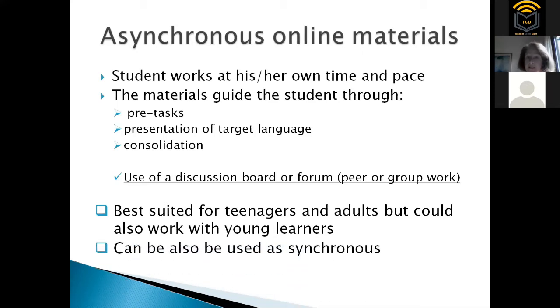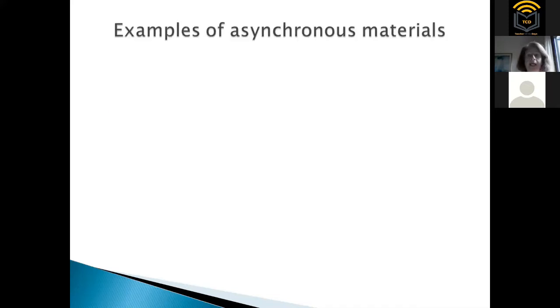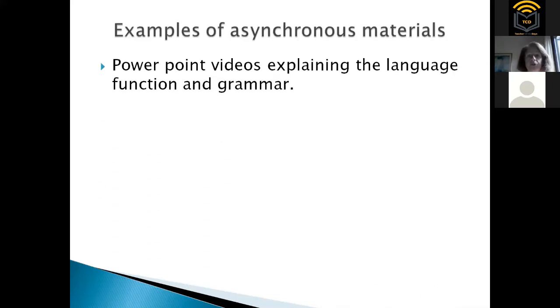Now, asynchronous materials can be used synchronously as well, okay? So that's why it is very important to actually have them, especially if you're using a platform, which I guess you are. Now, some examples of asynchronous materials. First of all, PowerPoint for grammar, for videos that have accompanying exercises and everything. And this is for most of us new because we didn't use to use PowerPoints.